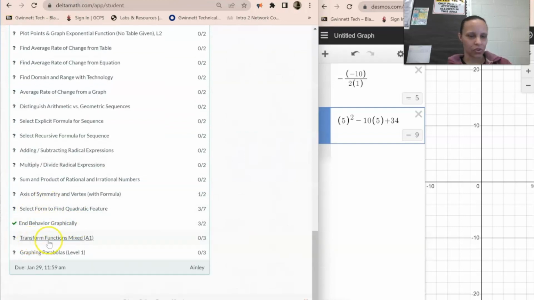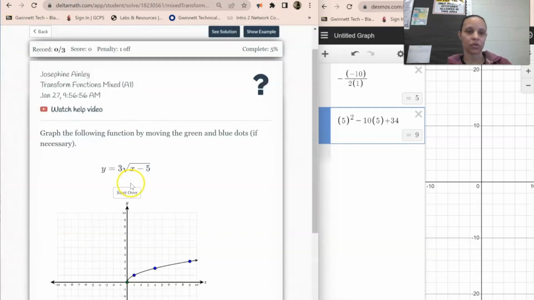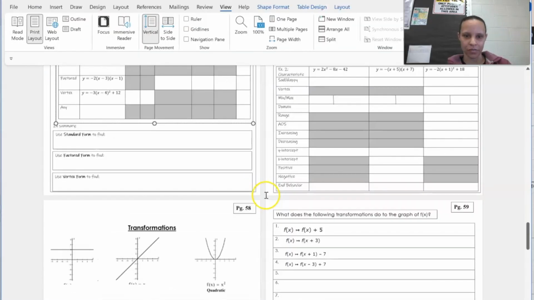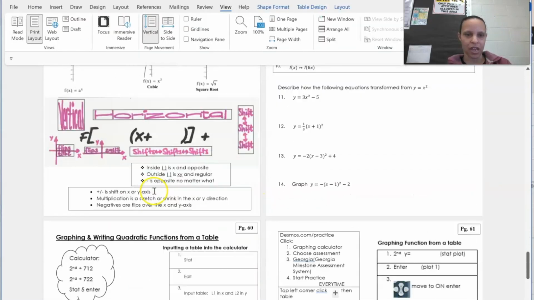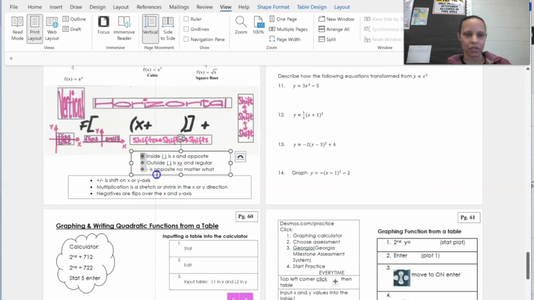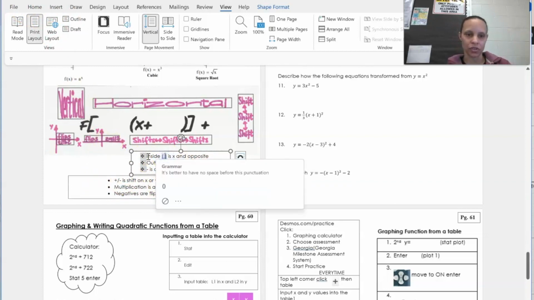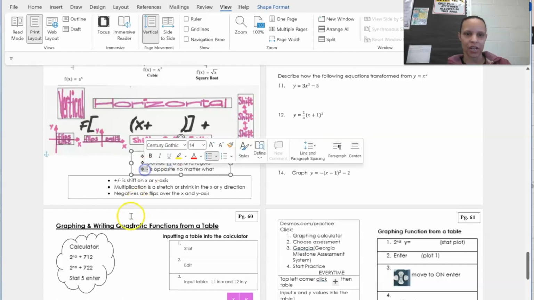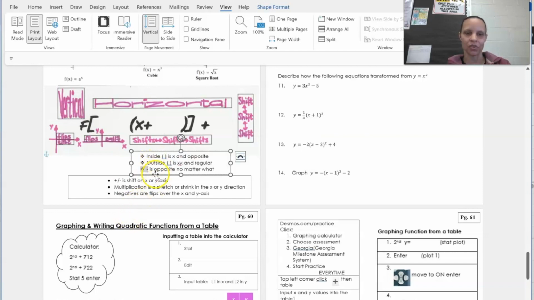All right, so transform functions. Remember, before you can apply the rules, you must know the rules. So you do need to pull up your notebook once again, on transformations, and really what you care about is these two boxes right here. These two boxes are all that you need to look at. You need to ask yourself the first question: is it inside, outside, or is it a negative?